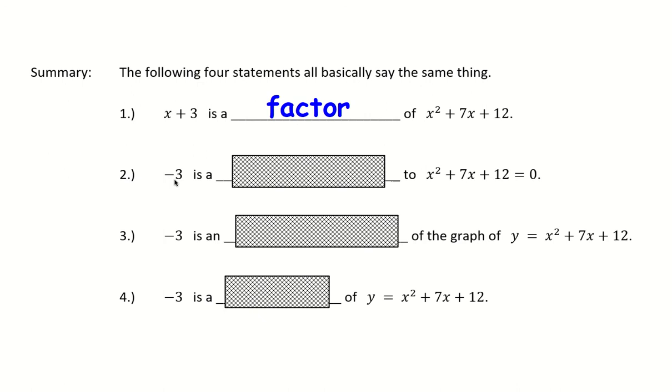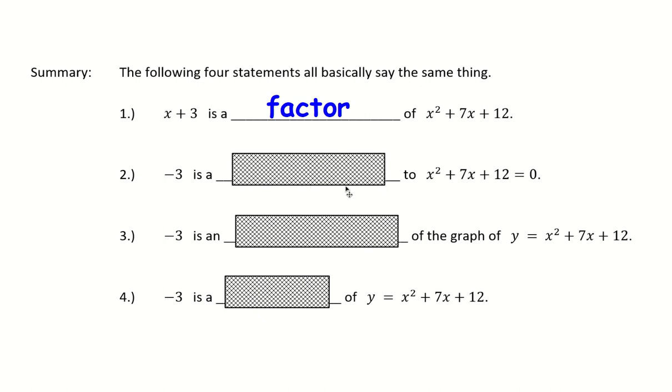Negative 3 is a what to this equation? Notice that it's equal to 0. Well, what could we call negative 3? Since x plus 3 was a factor, negative 3 is a what to this equation? What do you think? I'm going to go with solution. Yay!